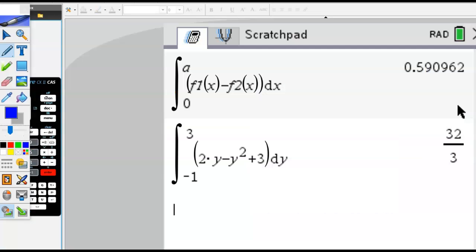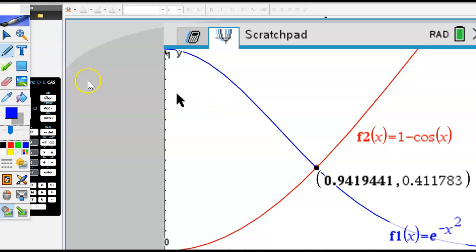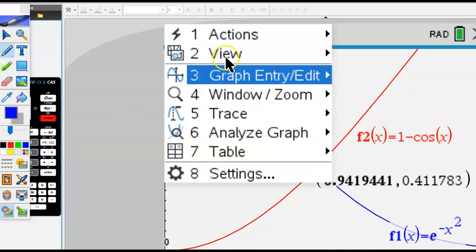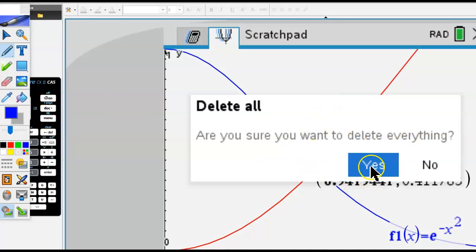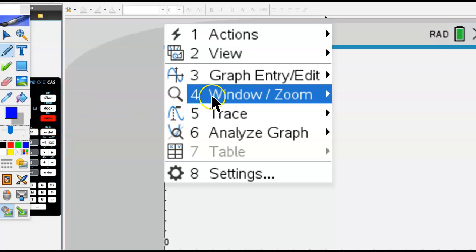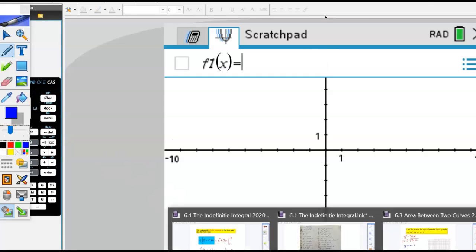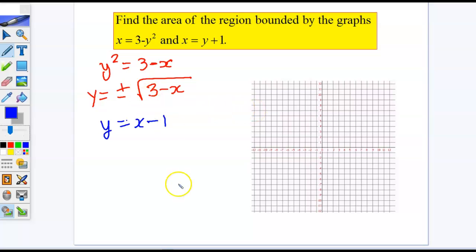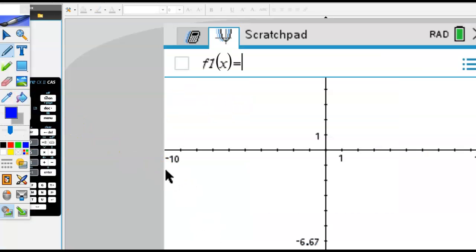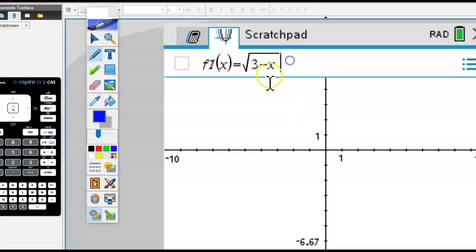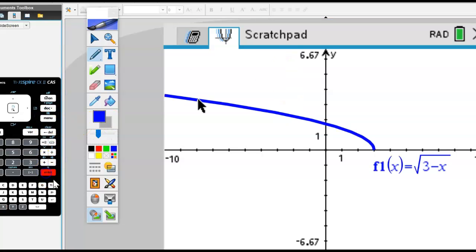So if I go to my graphing calculator, I'm going to go back to my graph. Again, menu, actions, delete all. It's going to ask me yes. I'm going to go back and change my window to my standard window. And now I'm going to graph my first function, which is going to be the positive branch, the square root of 3 minus x.